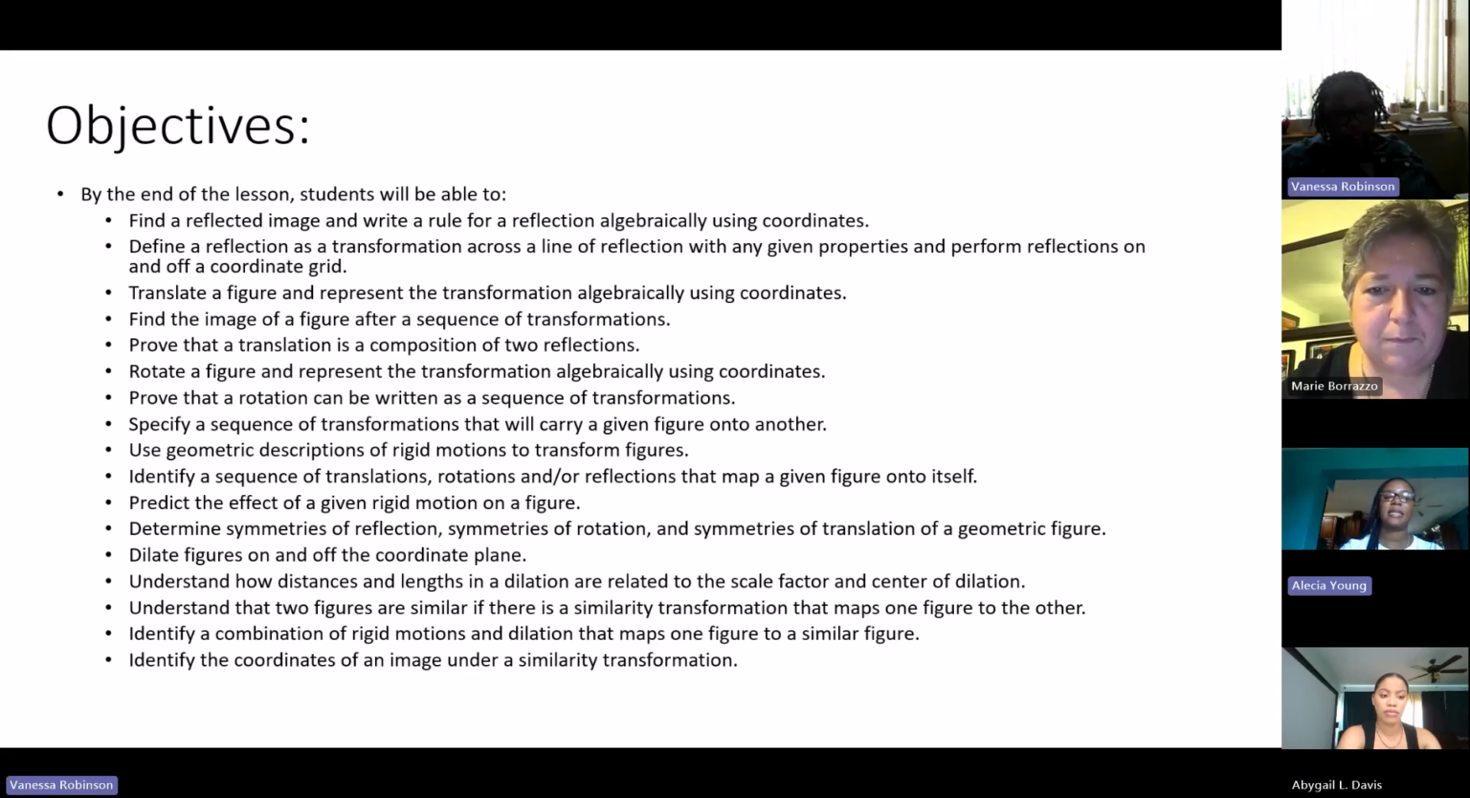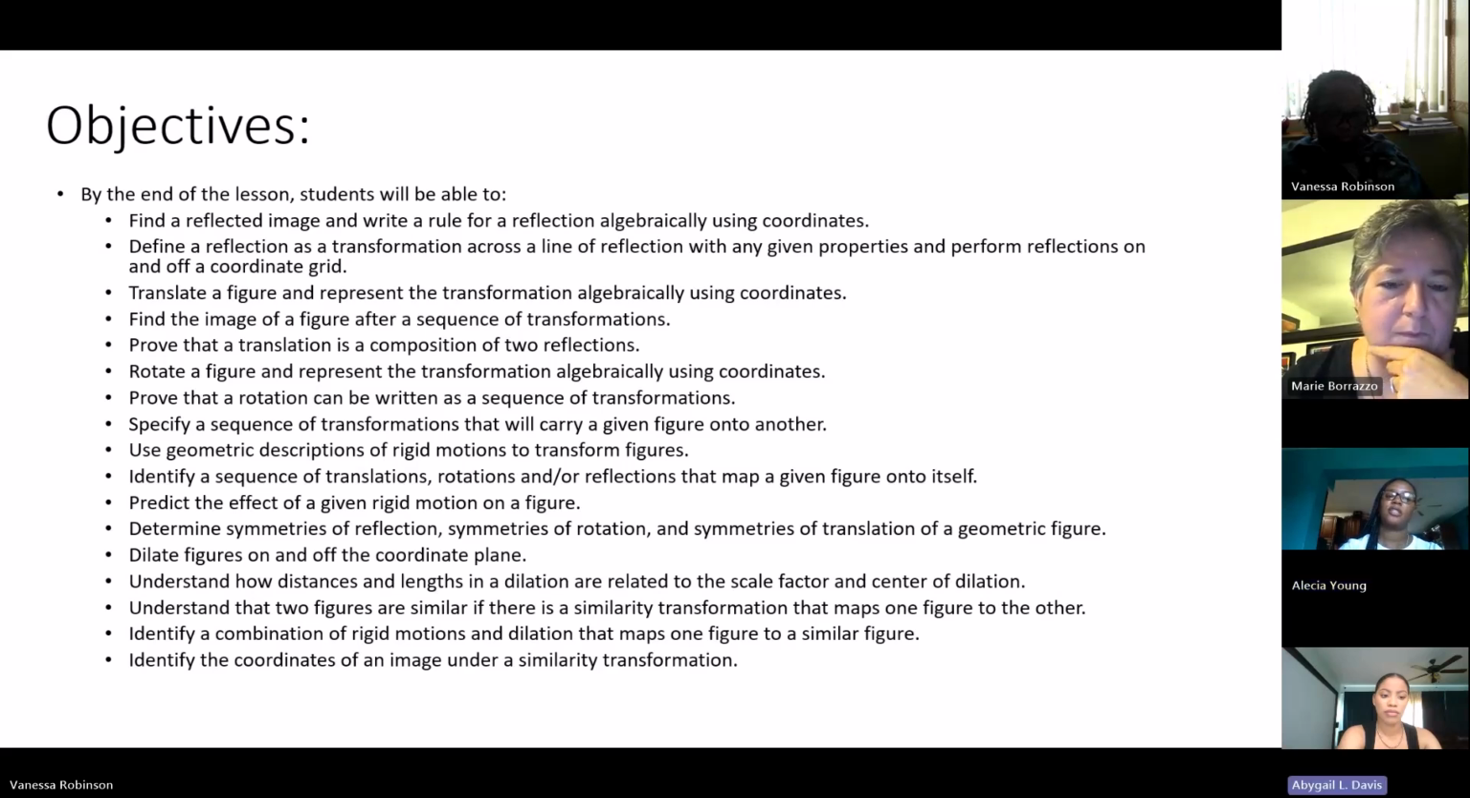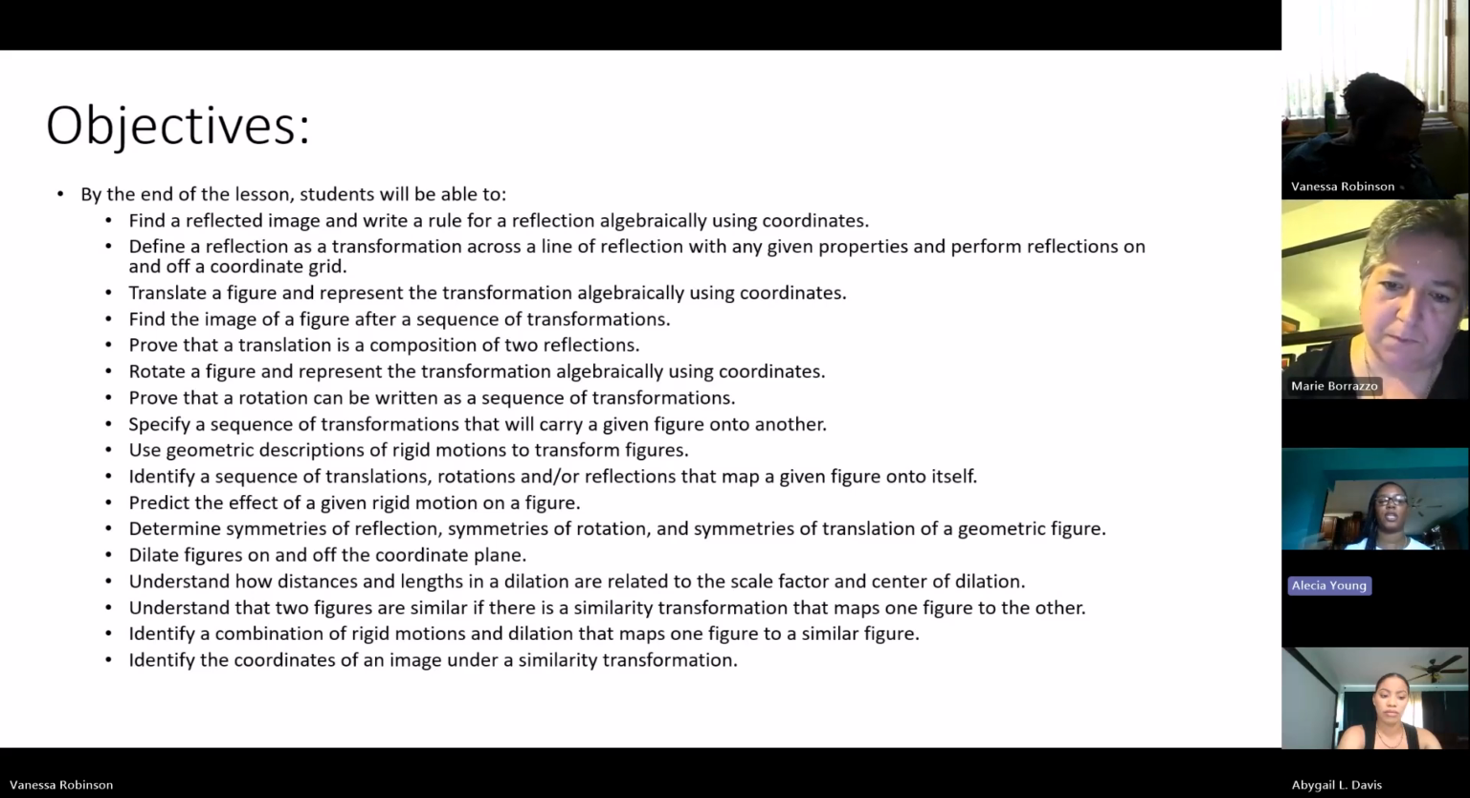transform figures, identify a sequence of translations, rotations, and/or reflections that maps a given figure onto itself, predict the effect of a given rigid motion on a figure, determine symmetries of reflection, symmetries of rotation, and symmetries of translation of a geometric figure, dilate figures on and off the coordinate plane, understand how distance and length in a dilation are related to the scale factor and center of dilation, understand that two figures are similar if there is a similarity transformation that maps one figure onto the other, identify the coordinates of an image under a similarity transformation.